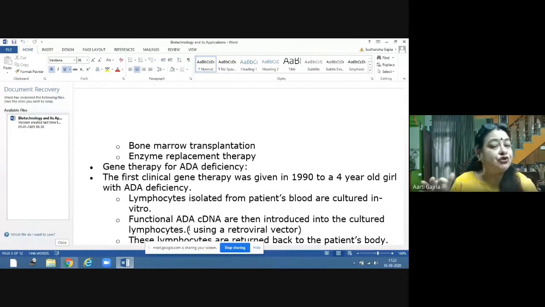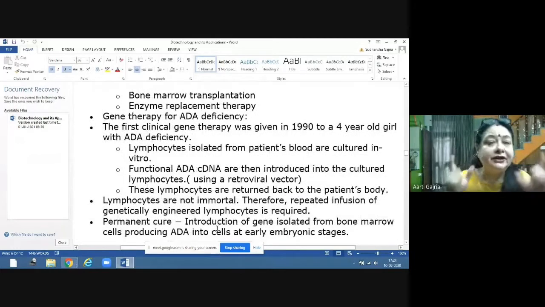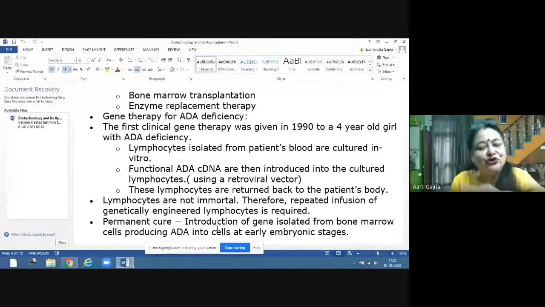In vitro means under laboratory conditions, these lymphocytes were cultured. Now this functional ADA cDNA is what? Complementary DNA. This functional ADA complementary DNA, that means the DNA which was responsible for the formation of the adenosine deaminase enzyme, was introduced into the cultured lymphocytes.